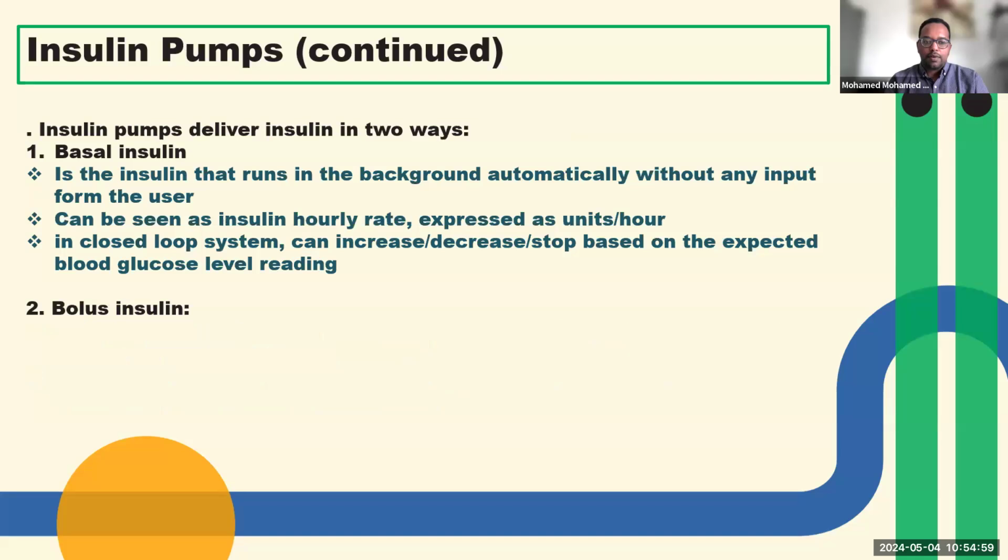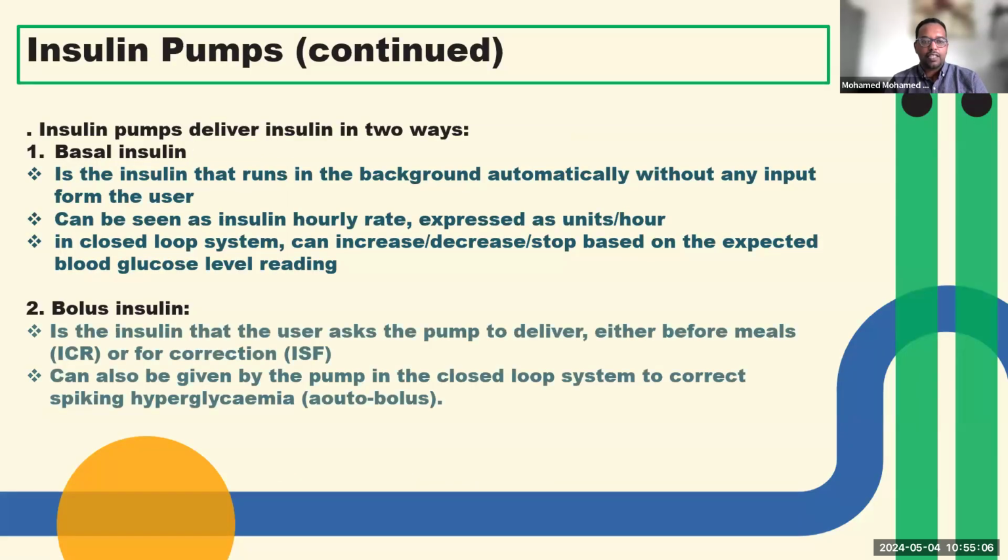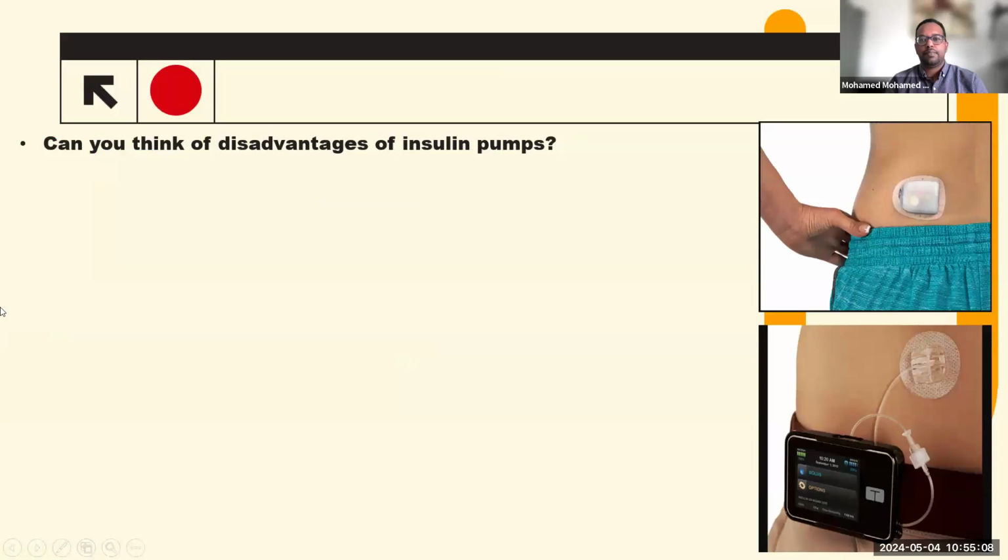We talked here about the advantages of having a pump. It improves HbA1c, time in range, and psychological health of the users. But can you think of any downsides of having a pump?